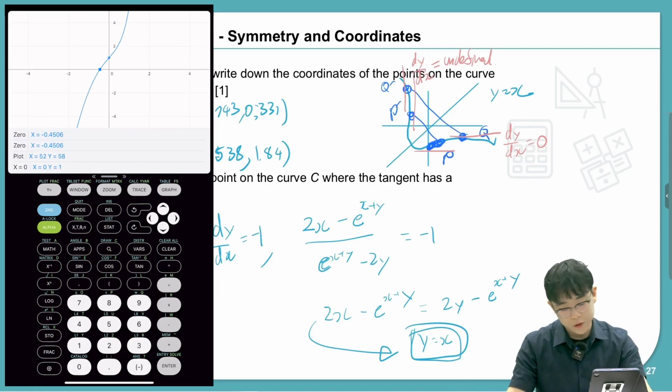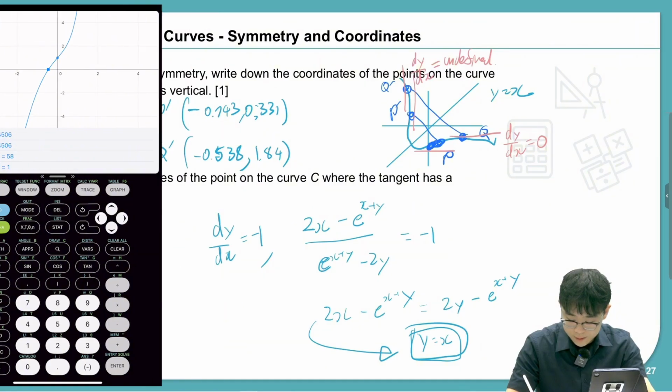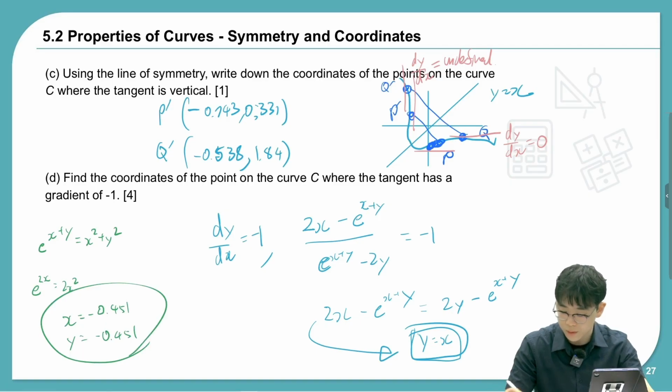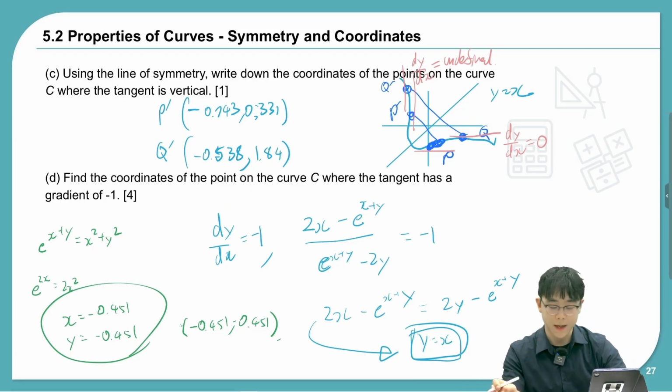We would get negative 0.451. So x is negative 0.451. Since y is equal to that as well, we get negative 0.451. So the coordinates of the point on the curve C, right, would be negative 0.451 and negative 0.451. Okay, so we just solve for dy over dx is -1.